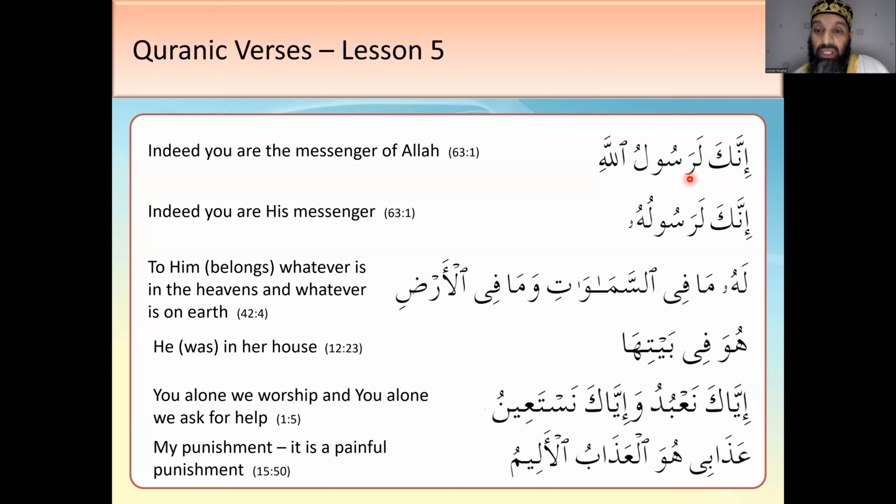Innaka, indeed you, la rasulullahi, you are the messenger of Allah. Indeed you are the messenger of Allah. Right, good question. What's that lam doing with the fatha? Remember I said when the lam comes with the kasra, it means for. Well, the lam with the fatha is something else. When a lam with the fatha comes in front of a noun, it's basically emphasis. Lam is emphasizing. So indeed you are definitely the messenger of Allah, like that.